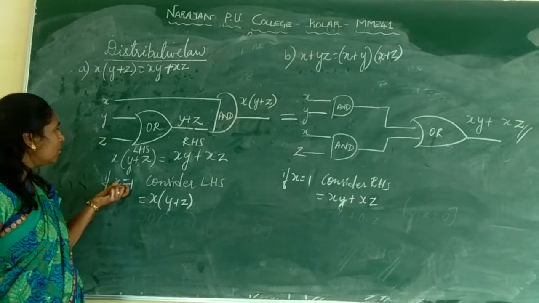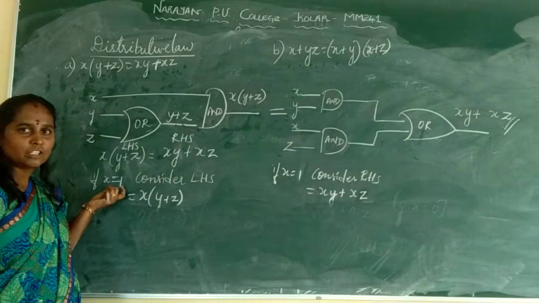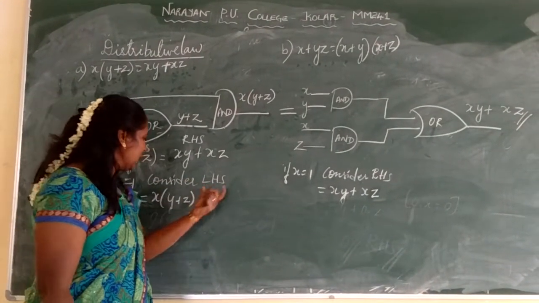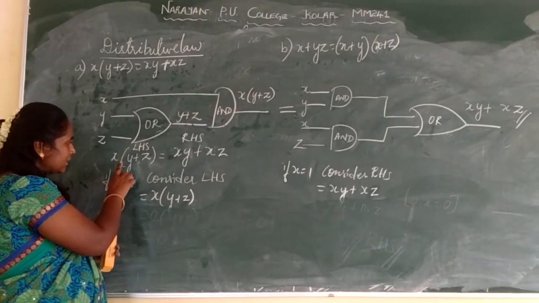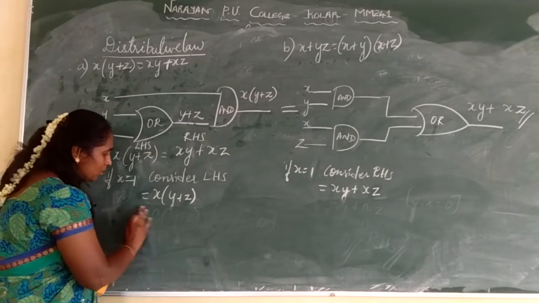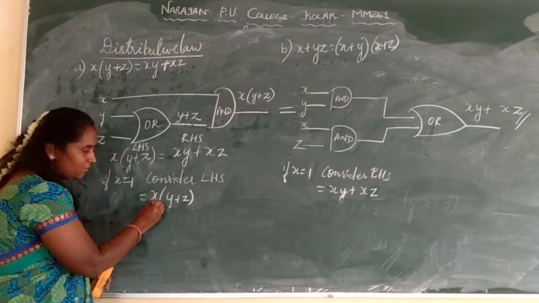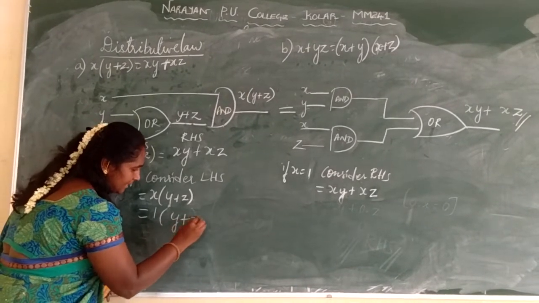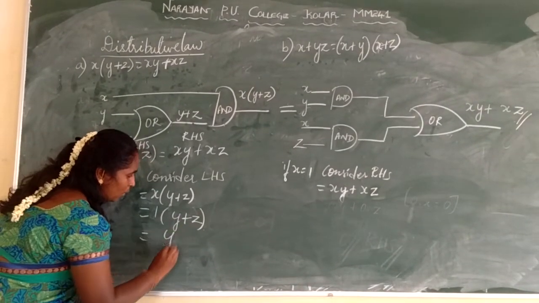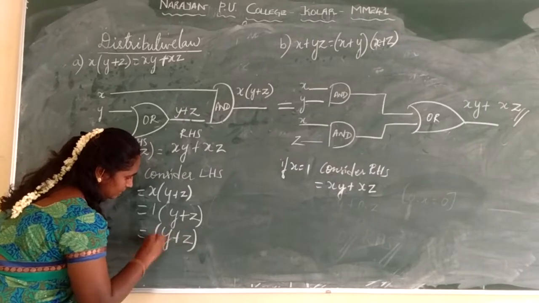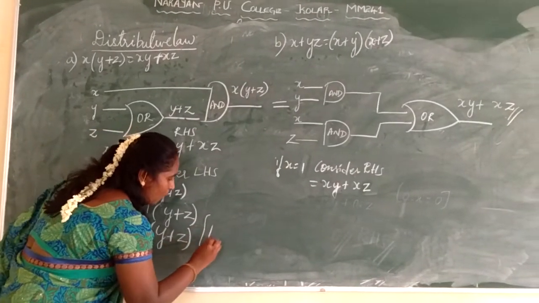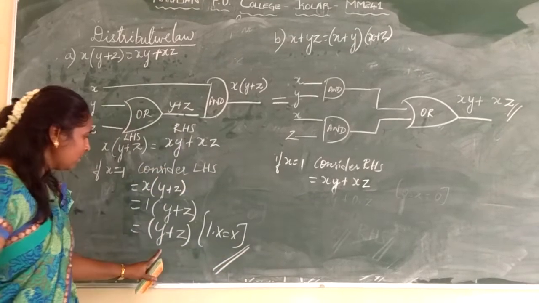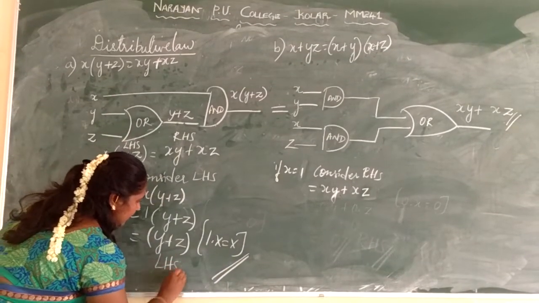So we have solved for x is equal to 0. Now we will solve for x is equal to 1. In place of x you are going to substitute the value 1. 1 into (y plus z) is nothing but y plus z. According to the properties, 1 into x is nothing but x. This is your LHS.